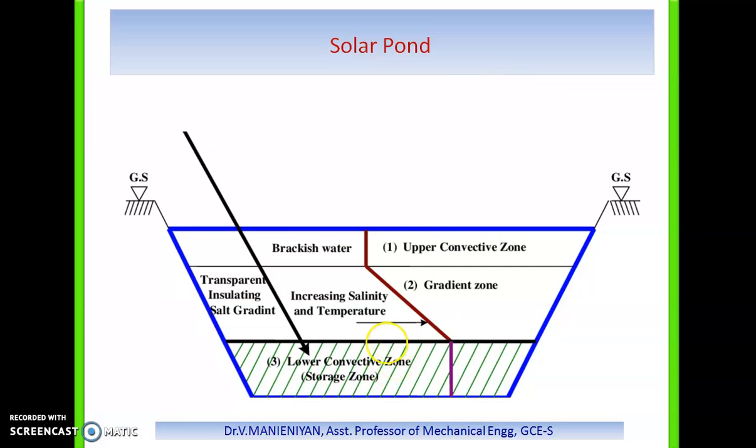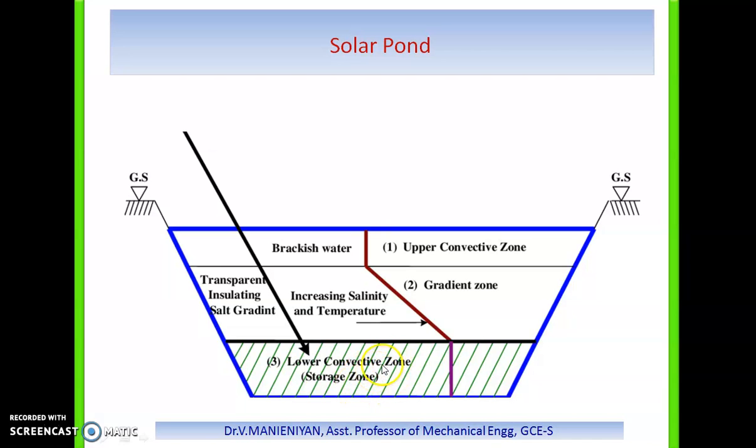The upper convective zone has a depth of 0.3 to 0.5 meters, and the salt concentration is less than 5%. The second one is the non-convective zone, with a depth of 1 to 1.5 meters. As the depth increases, the salt gradient also increases. The last one is the storage zone, or lower convective zone, at 1.5 to 2 meters, with a salt concentration of about 20%.